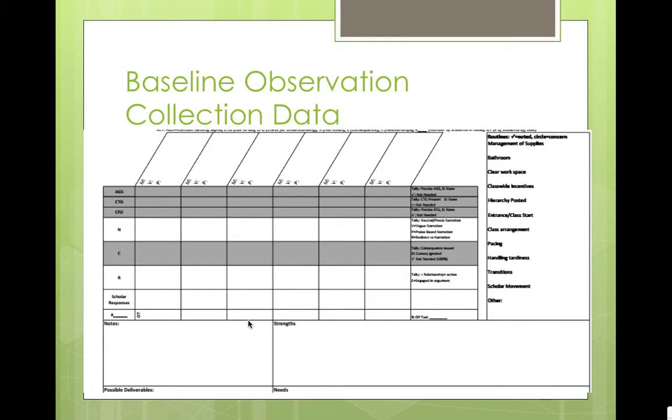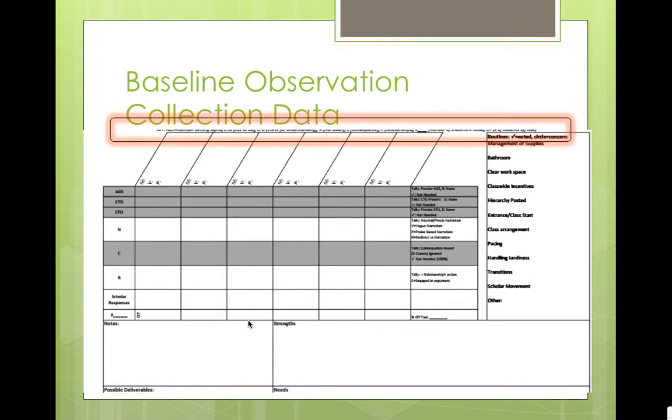Now we will review the baseline observation collection data form. This form will be used when we do our walkthroughs. Please have a copy printed out and by your side so we can review together. This form has a lot of letters. At the top of it, there is a key that tells you what each of them means.